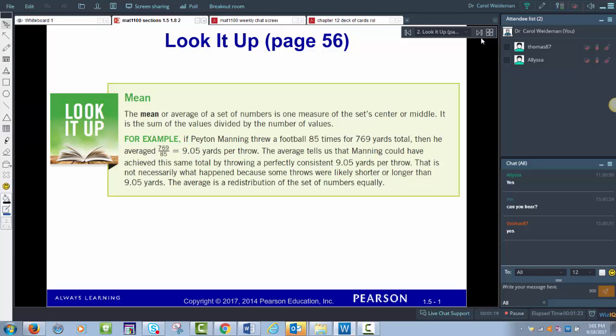And we're going to talk about 2 other measures in a minute, but right now the mean, most students are familiar with it. So an example they give you right here is if Peyton Manning threw a football 85 times for 769 yards total, then his average per throw was take 769 and divide by 85, a little bit more than 9 yards per throw.